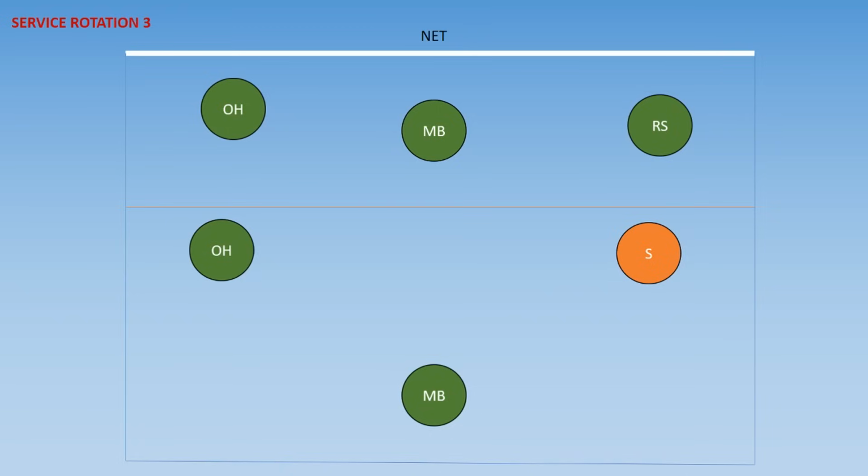So if you just start over all the way from serve receive 1, you just do the same rotation over and over. It's just these 3 different rotations. So that's really a really nice thing about the 6-2. You just have 3 rotations to learn.